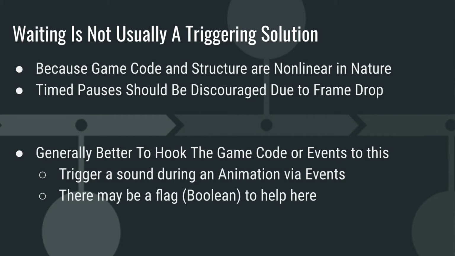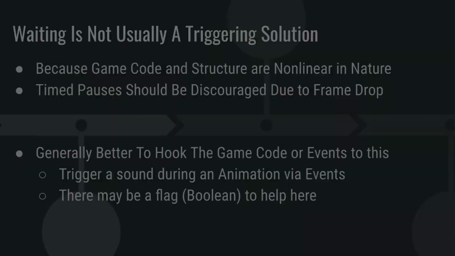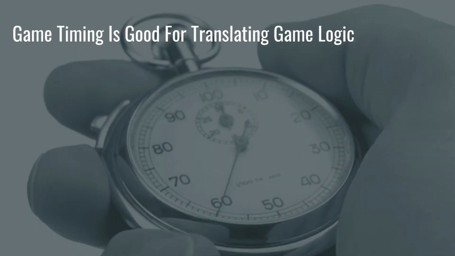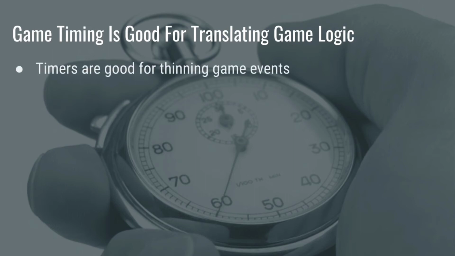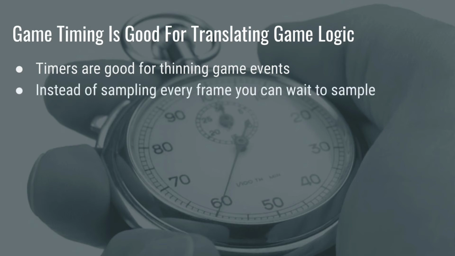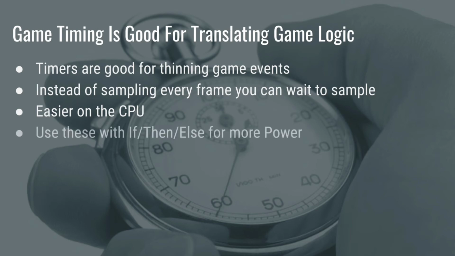Boolean flags, true or false statements, can often help in this particular way as well. But game timing can be good for translating game logic. Timing can be good for thinning those kinds of game events. So for example, instead of checking every single frame to change a piece of audio, you can wait and sample a little bit later. If you do that kind of thing, it'll be easier on the CPU, and you can use these with if-then statements and all that sort of stuff for more power and flexibility.